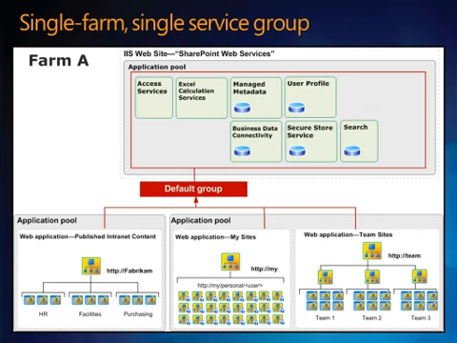A single farm, single service group is the recommended configuration for most companies, at least initially. This configuration works well for hosting a large number of sites for a single company on the same farm. You should use this configuration if you want to optimize the resources required to run services within a farm, or you are sharing content and profile data across sites that otherwise require process isolation for performance or security reasons.